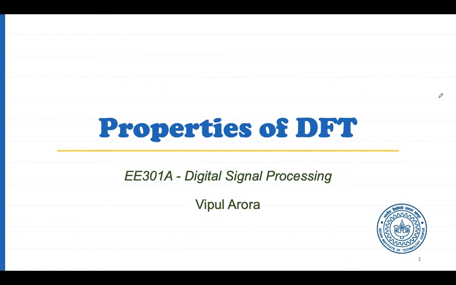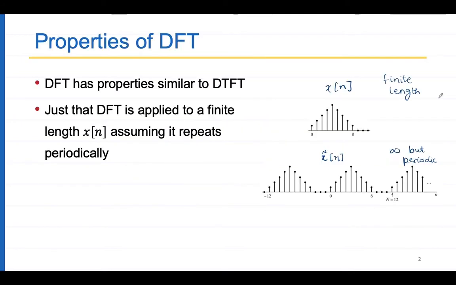Hi, in this video we will be discussing different properties of discrete Fourier transforms. You have seen discrete time Fourier transforms, and the properties of DFT are very similar to the properties of DTFT. Just that DFT is applied to a finite length x[n], assuming that it repeats periodically. We have just a finite length x[n], and we apply our Fourier transform.